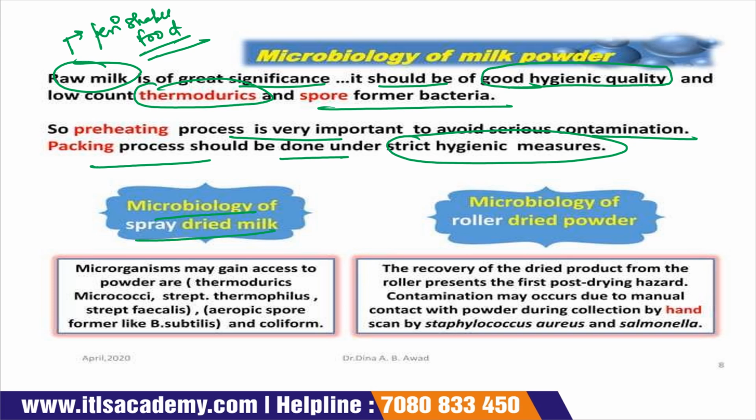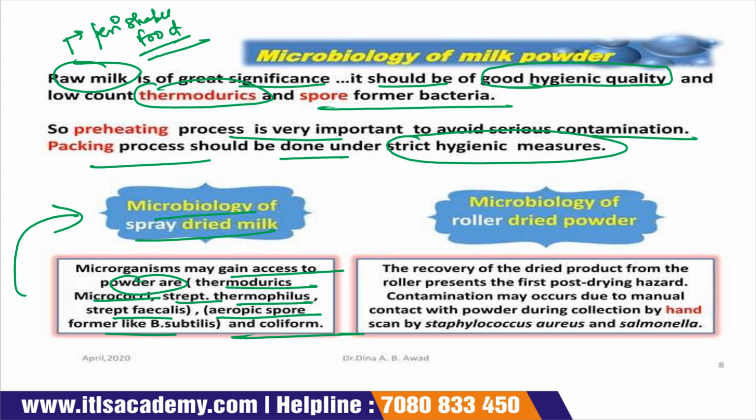Okay, but here is the microbiology of spray dry milk. Microorganisms that may gain access to the powder are thermoduric micrococci, Streptococcus thermophilus, Streptococcus faecalis, aerobic spore formers like Bacillus subtilis, and coliforms. They can grow in the dry milk which we get from spray drying.